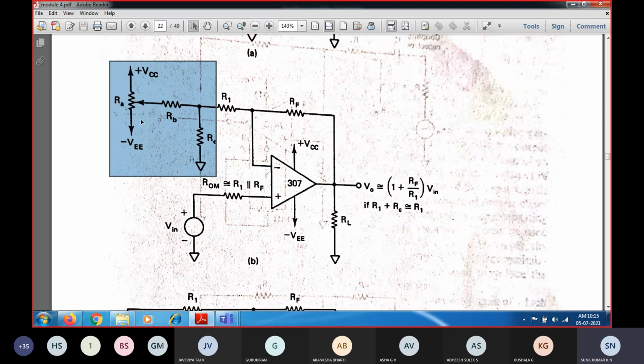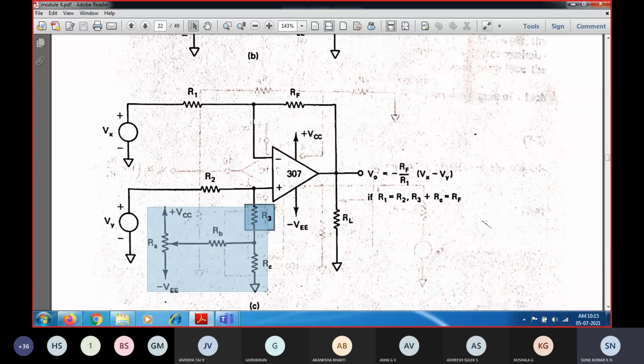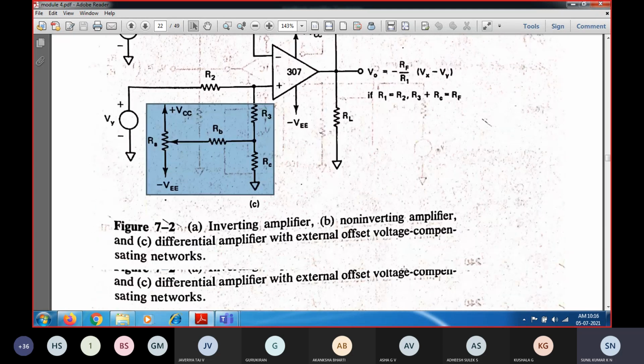So in a differential amplifier, two voltage sources will be there, VX and VY, and this is our feedback path resistance R1 and RF, and this is R2 and R3 being the input resistance to the LM307 operational amplifier. This is nothing but a voltage compensating network. In this way, you are going to nullify the offset voltage or offset current which are going to be present in the operational amplifier. So this is the voltage compensating network.